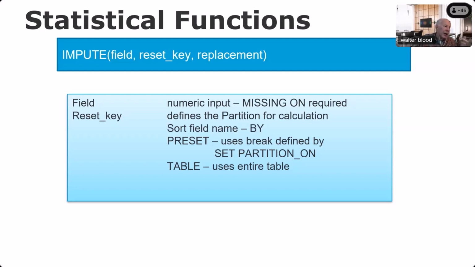The reset key defines the partition for the calculation. In other words, what's my range? I can use the sort field name. I can use the concept preset, and in this case it'll use the break that's already defined by set partition on, or I can use table, and table will use the entire table. It doesn't have a reset key; the entire table becomes the partition. Finally, we have to tell it what the replacement is going to be. Is it going to be a numeric constant? The mean? The mode? Or the median?